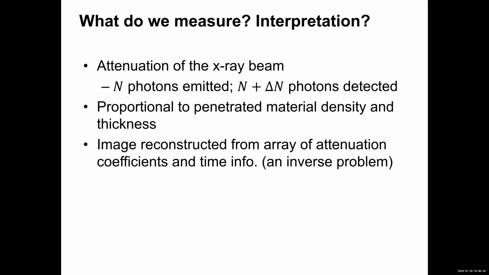Now that we know the physics behind how an X-ray CT scanner works, we must ask, what do we measure and how do we interpret it? Well, we basically measure the attenuation of the emitted X-ray beam. We know the amount of photons emitted at the source, and we detect a smaller amount of photons at the detectors after the beam goes through a body. And this attenuation is proportional to the properties of the body through which the beam passed. Using this attenuation information and travel time knowledge, we can reconstruct an image of the body through which the X-ray beams passed. And this is an inverse problem, as Professor Carlos previously mentioned in the class.